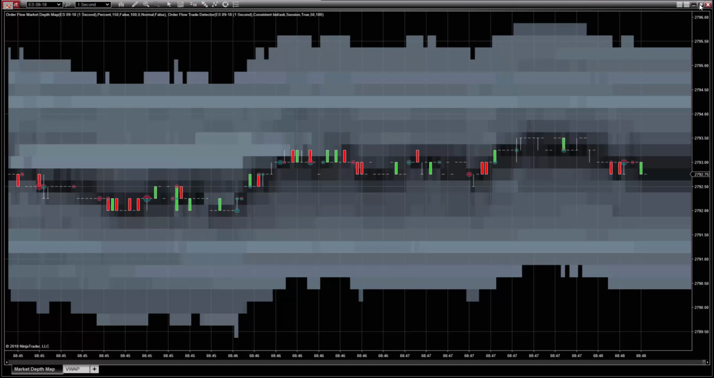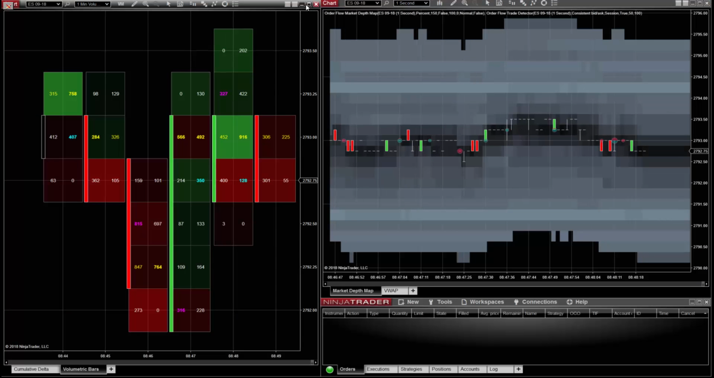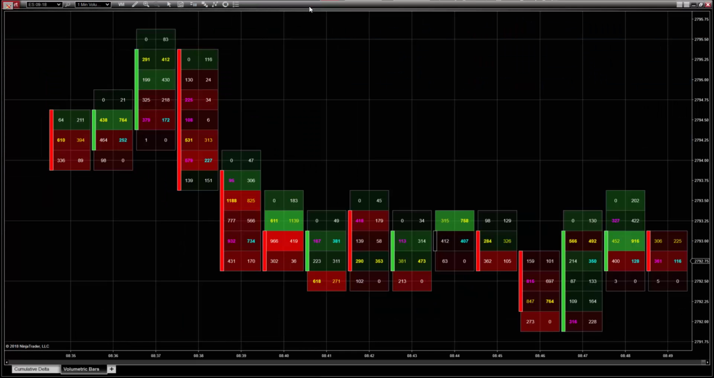And we'll go ahead and move to the cumulative delta section of today's presentation. So I'll expand that chart into view.